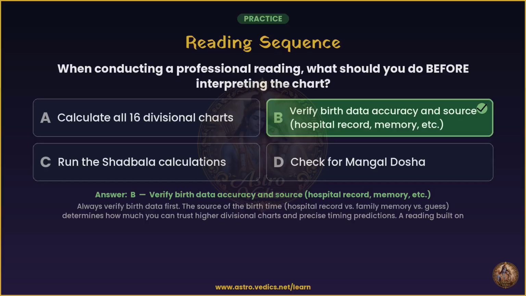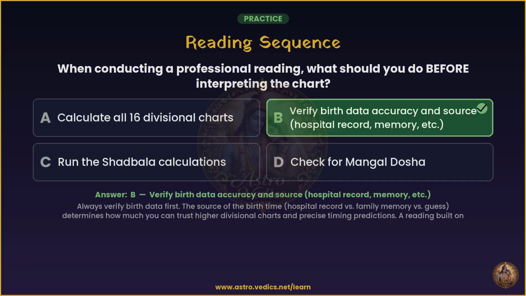Quiz check. When conducting a professional reading, what should you do before interpreting the chart? Is it A. Calculate all 16 divisional charts? B. Verify birth data accuracy and source, hospital record, memory, etc. C. Run the Shadbala calculations. D. Check for Mangal dosha. Take a moment to think.